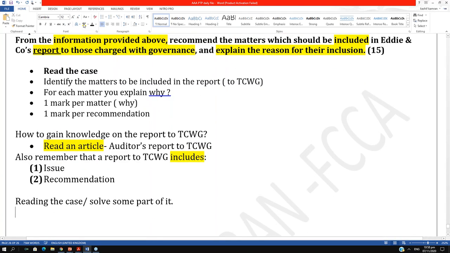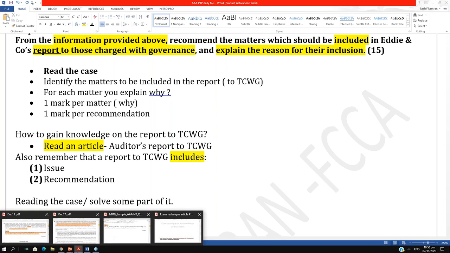Is everyone clear with the requirement? Are you understanding the requirement for 15 marks? And will you be reading the article recommended to you on the auditor's report to those charged with governance? Please, this is an important topic. This has only come once, so you can expect this coming a second time in your exams, most likely.